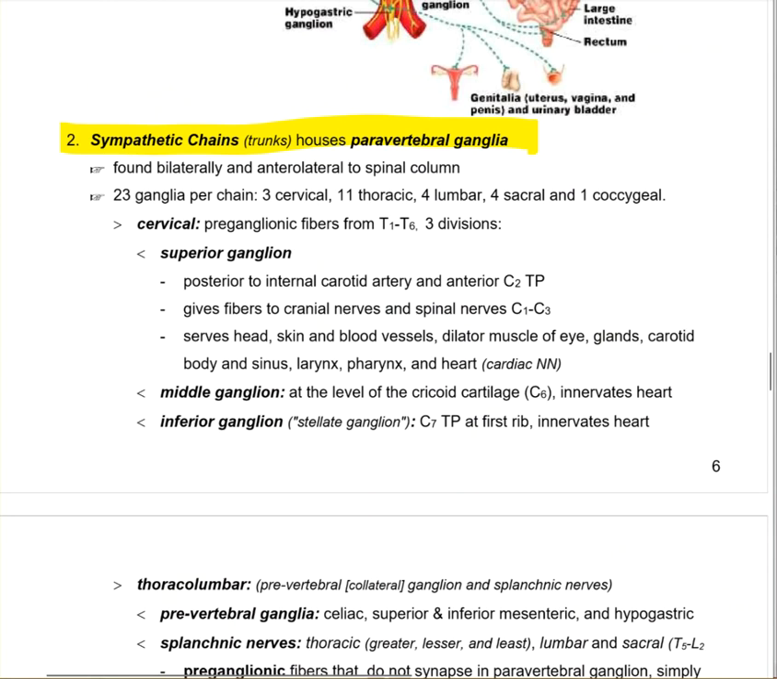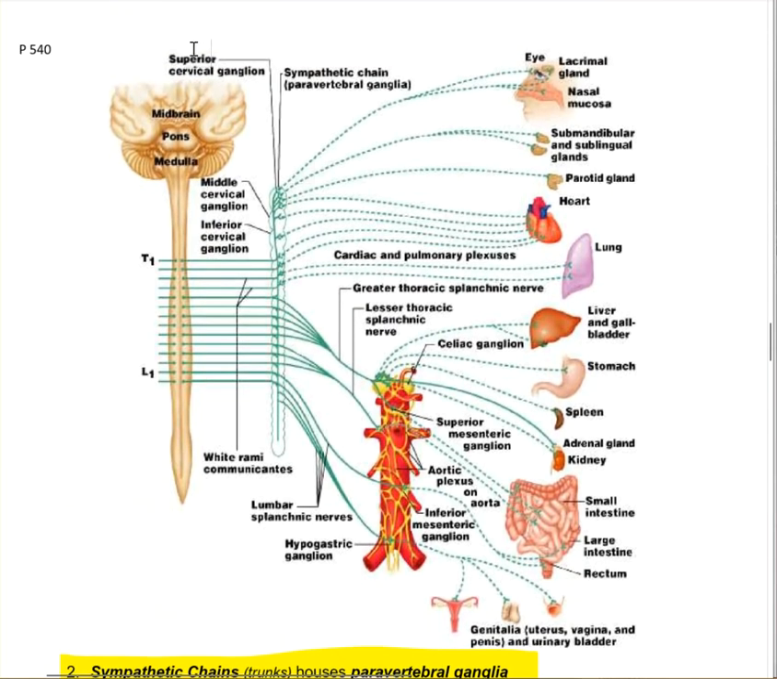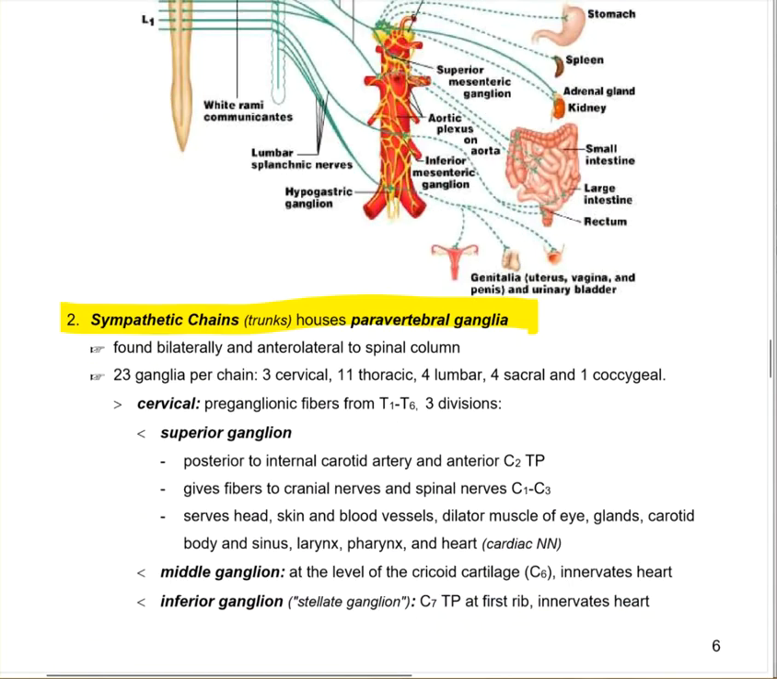Now, there are also prevertebral ganglia, and we'll get to those in a minute. Before we do, let's just mention that there are 3 divisions of this sympathetic chain. There are 3 divisions of the cervical part, the part that's way up here. You can see these 3 ganglia, the superior one on top, the middle one in the center, and the inferior below. Let's review those really quickly.